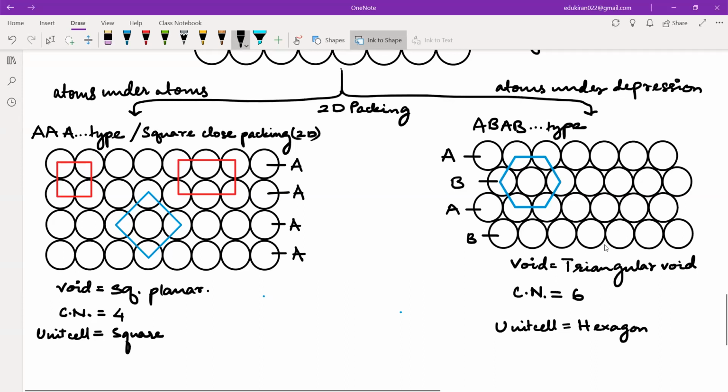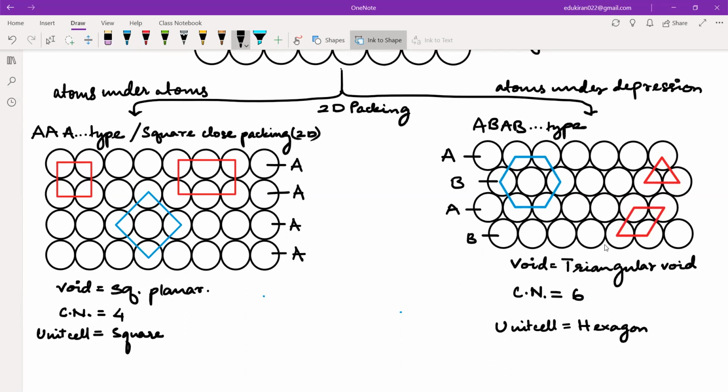Another unit cell that you can make for this packing can be a triangular unit cell, but this is not useful for us. We are not very much interested here because it is not giving me the information about coordination number. You can also have a parallelogram, which can be a unit cell, but we are not interested because it is not giving me information about the coordination number.